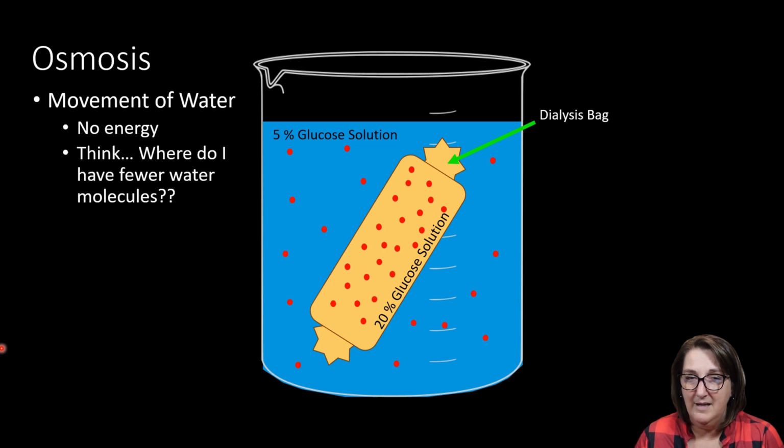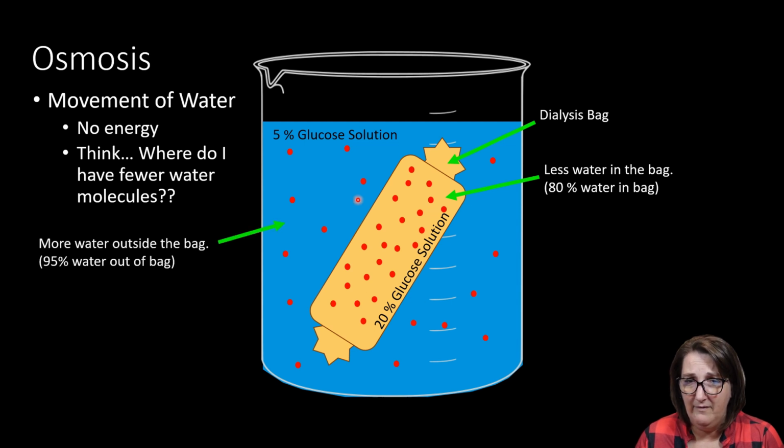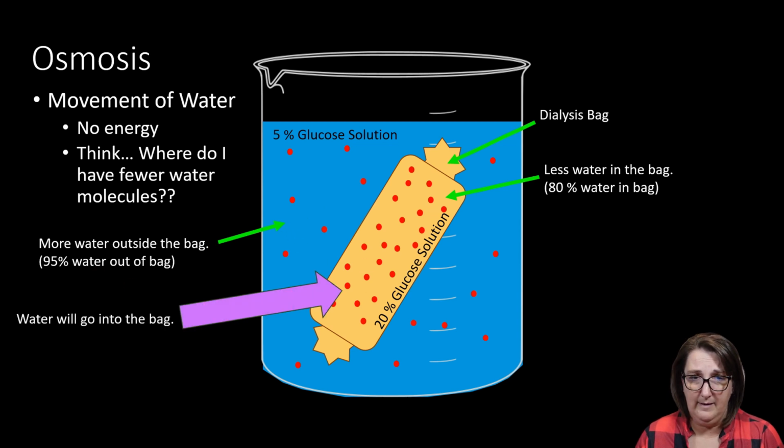And then I just have to think, where am I going to have fewer water molecules? So I have less in the bag, 80%. I have 95 outside. So this is going to want to go into the bag. So the water will go into the bag.